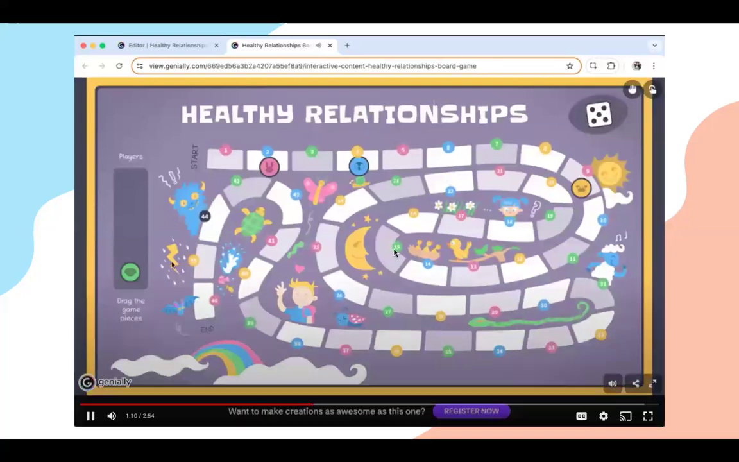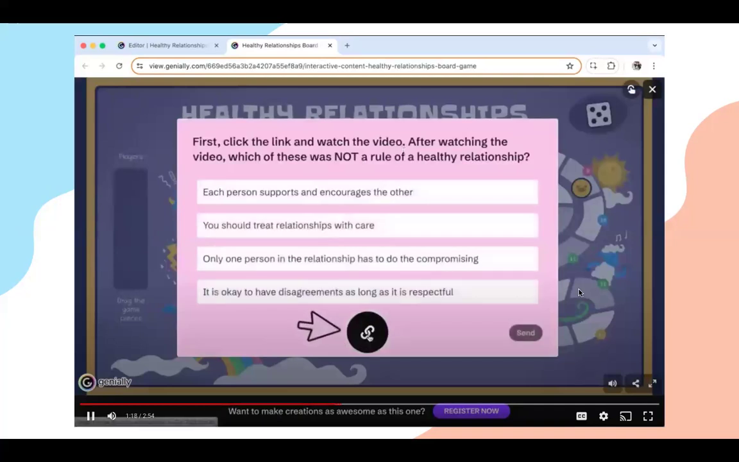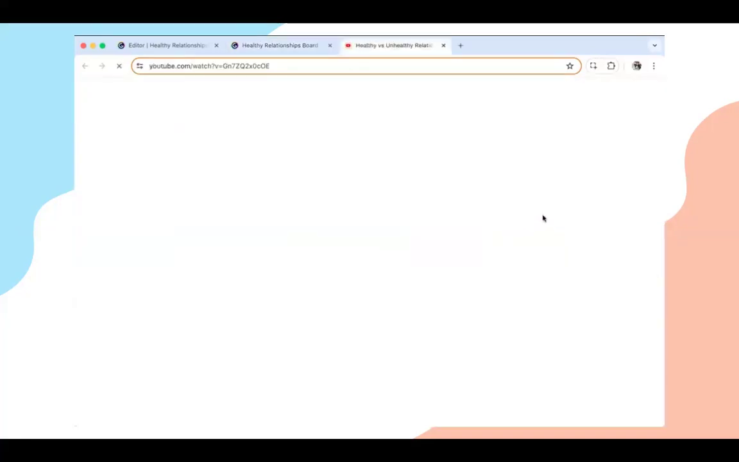And then number 5, so they answer that question. So this question is one where they have to watch a video. So it'll take them to the video. They'll watch it.